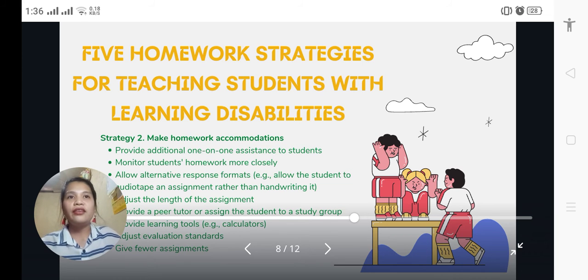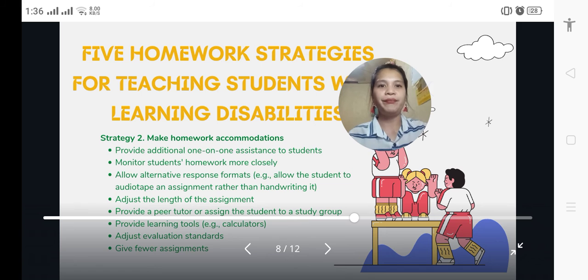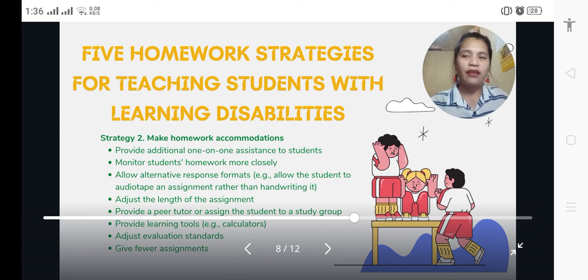Okay. Another one is allow alternative response formats. So an example of this, allow the student to audio tape an assignment rather than handwriting. So this is an accommodation. Okay. And then we have adjust the length of the assignment. You can make it 1 hour, 30 minutes, it depends. Or you can break it. Every 30 minutes you can read, then you have time. Okay, and then tomorrow 30 minutes again, and so on.